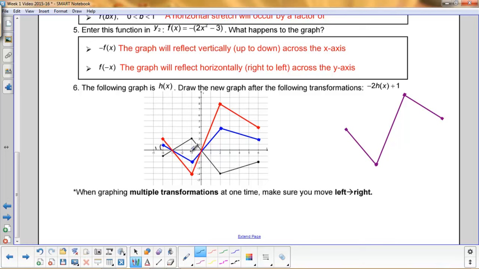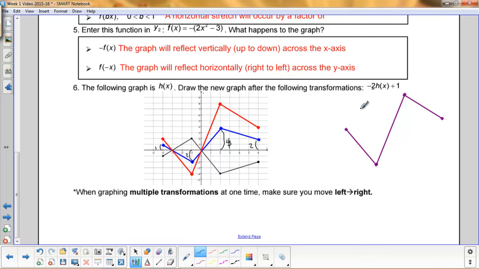Well, if I have a vertical stretch of 2, that means all of these values are going to be multiplied by that vertical stretch. That's what's meant by a stretch of a factor of a. So now notice that what was 1 is now 2, what was 2 is now 4, what was 4 is now 8, and what was 2 is now 4. And then I go ahead and connect those dots.